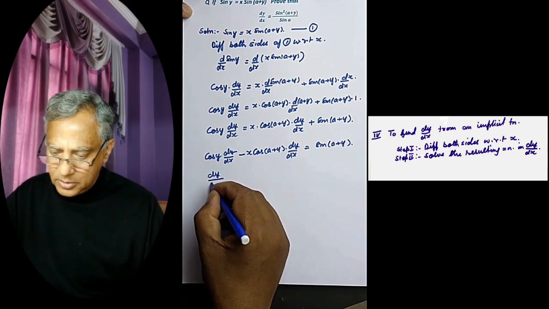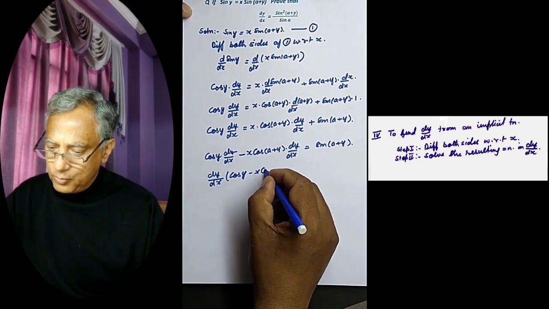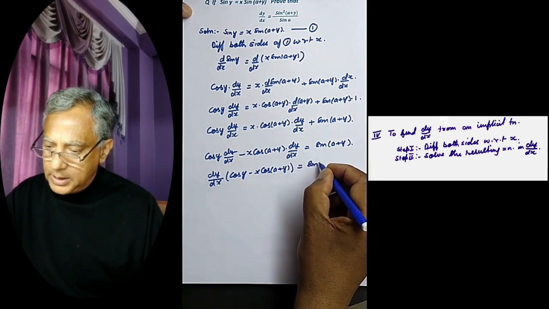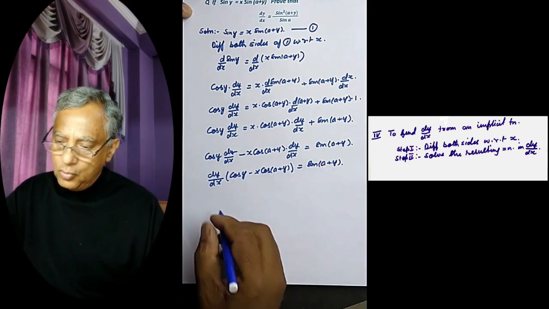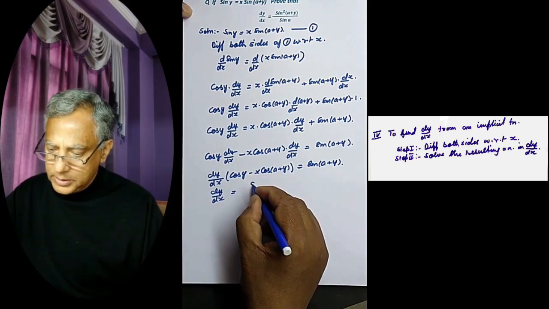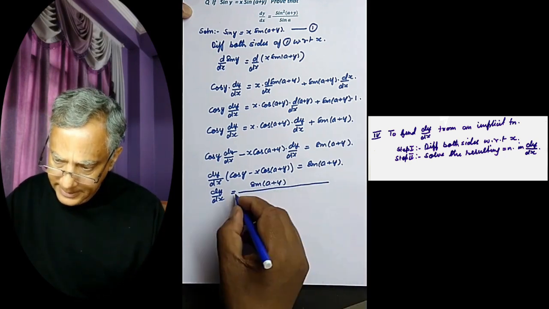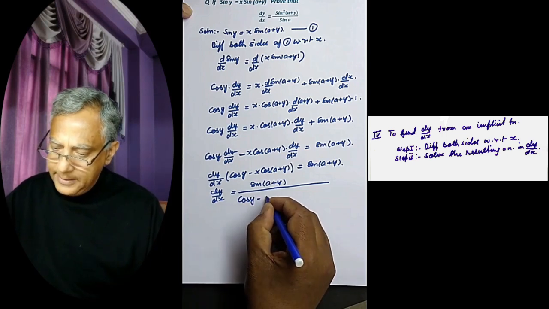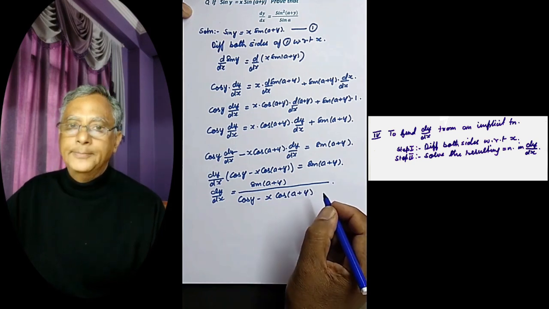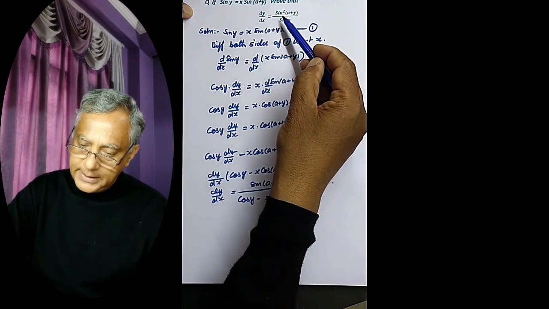dy by dx will be common and we are left with (cos y minus x cos(a + y)) times dy by dx, equal to sin(a + y). So dy by dx is equal to sin(a + y) divided by (cos y minus x cos(a + y)). Now this is the required answer.